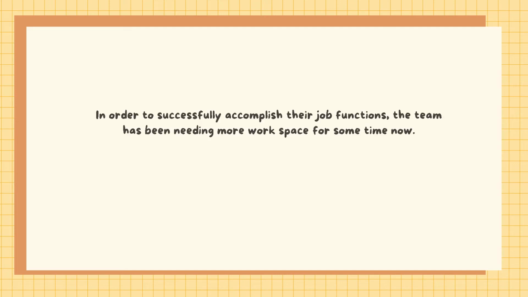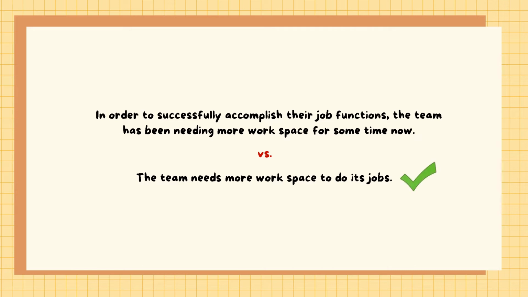Here is an unsuccessful example of technical writing. In order to successfully accomplish their job function, the team has been needing more workspace for some time now. An improved sentence would read, "The team needs more workspace to do its job." As you can see, the first sentence has 20 words and 28 syllables. The second sentence, on the other hand, only contains 10 words and 10 syllables. Definitely, the second one is much better.